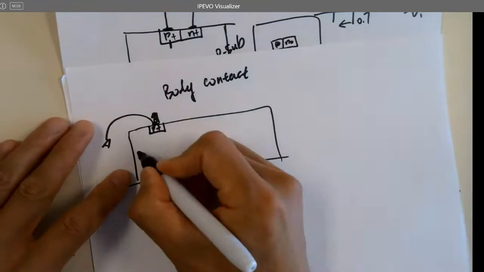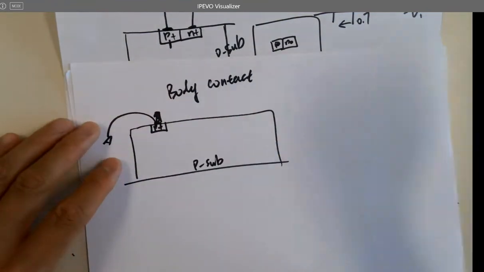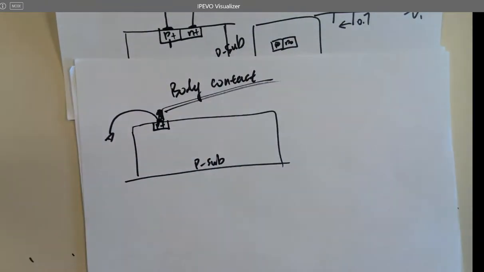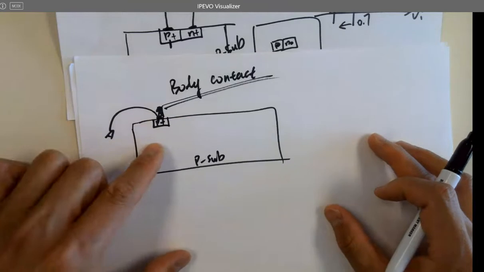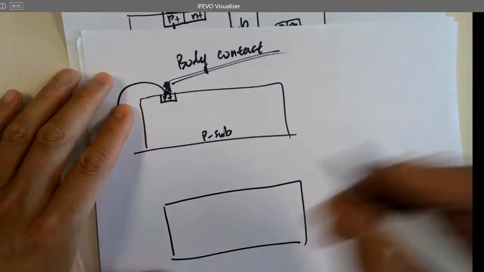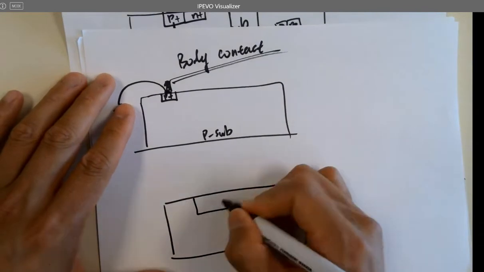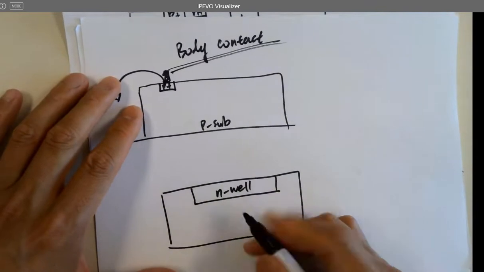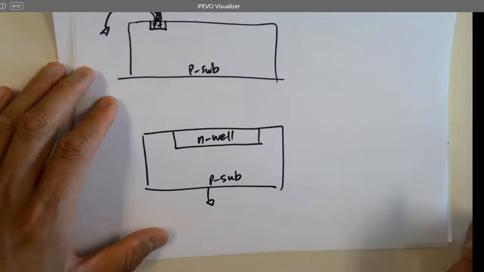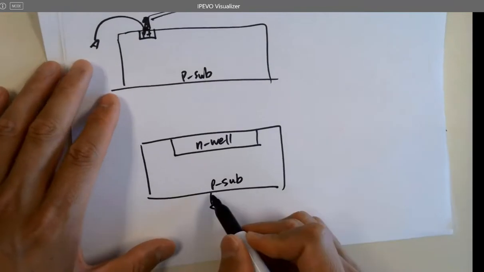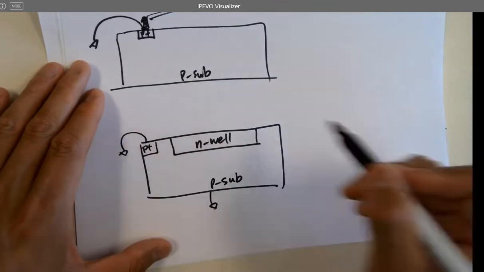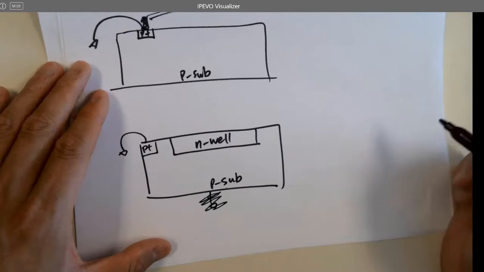We're going to introduce PMOS later, but now you know that this is called a body contact, which is a P plus in the P sub. Let's start with the N well first. So, N well in the P sub, and this is grounded, right? Again, how did you ground it? There must be a body contact somewhere, and you ground the body contact to ground this guy, right?